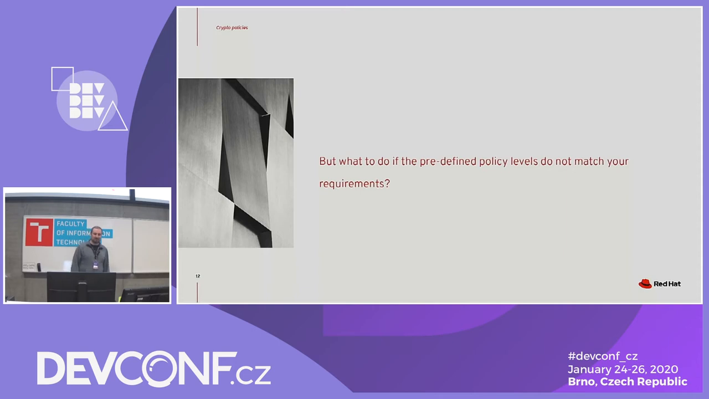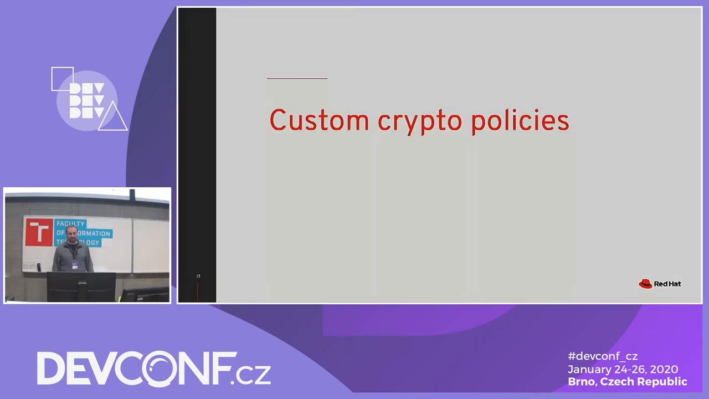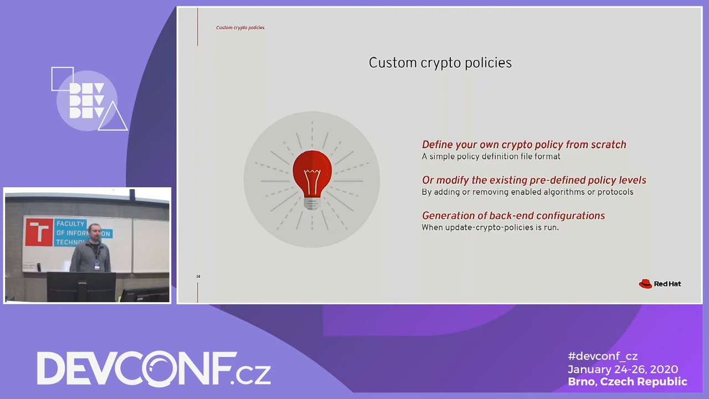But what to do if the predefined policy levels don't match your requirements? They enable something that you don't want to enable, or they don't enable something that you need. Custom crypto policies can help you with that. You can define your own crypto policies from scratch with a simple policy definition file format, or you can modify even the existing predefined policy levels, so you don't have to write all the policies from scratch, but you can modify existing policies by adding or removing enabled algorithms or protocols. And when are the configurations done? When the update-crypto-policies script is run.